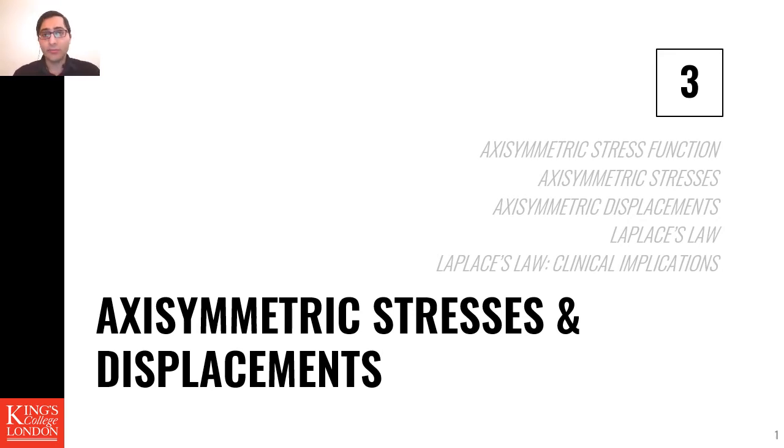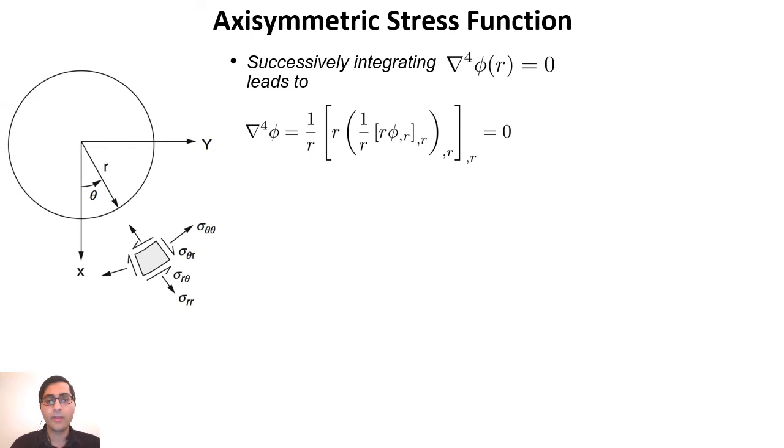Okay, in the third part of the lecture, we're going to talk about axisymmetric stresses and displacements. In the previous section, we saw that for the axisymmetric case, we end up with a simpler relation for the compatibility equation. In this part, we're going to see how to further simplify it through analytical integration. As you can see, we have 4 times differentiation with respect to r. So we have to integrate it in 4 steps with respect to r.